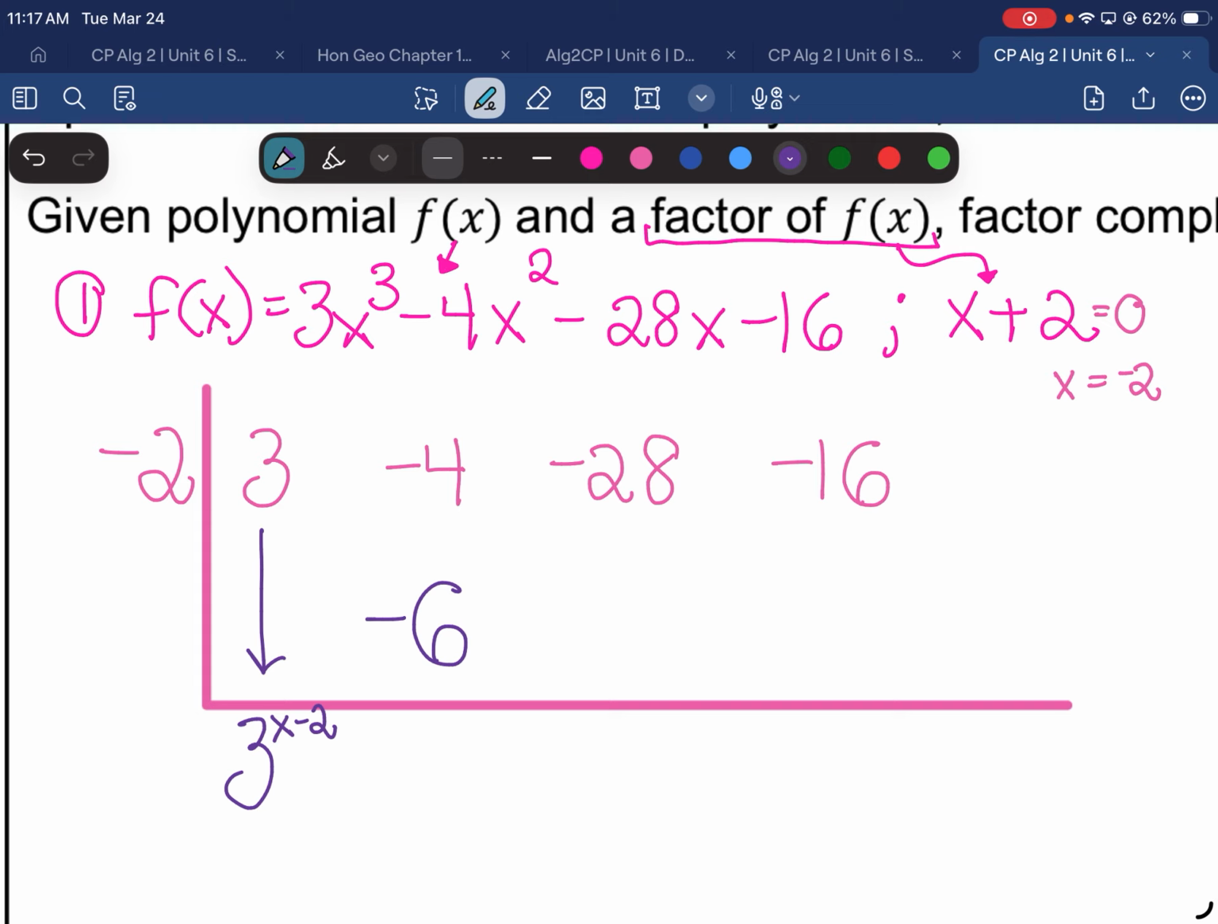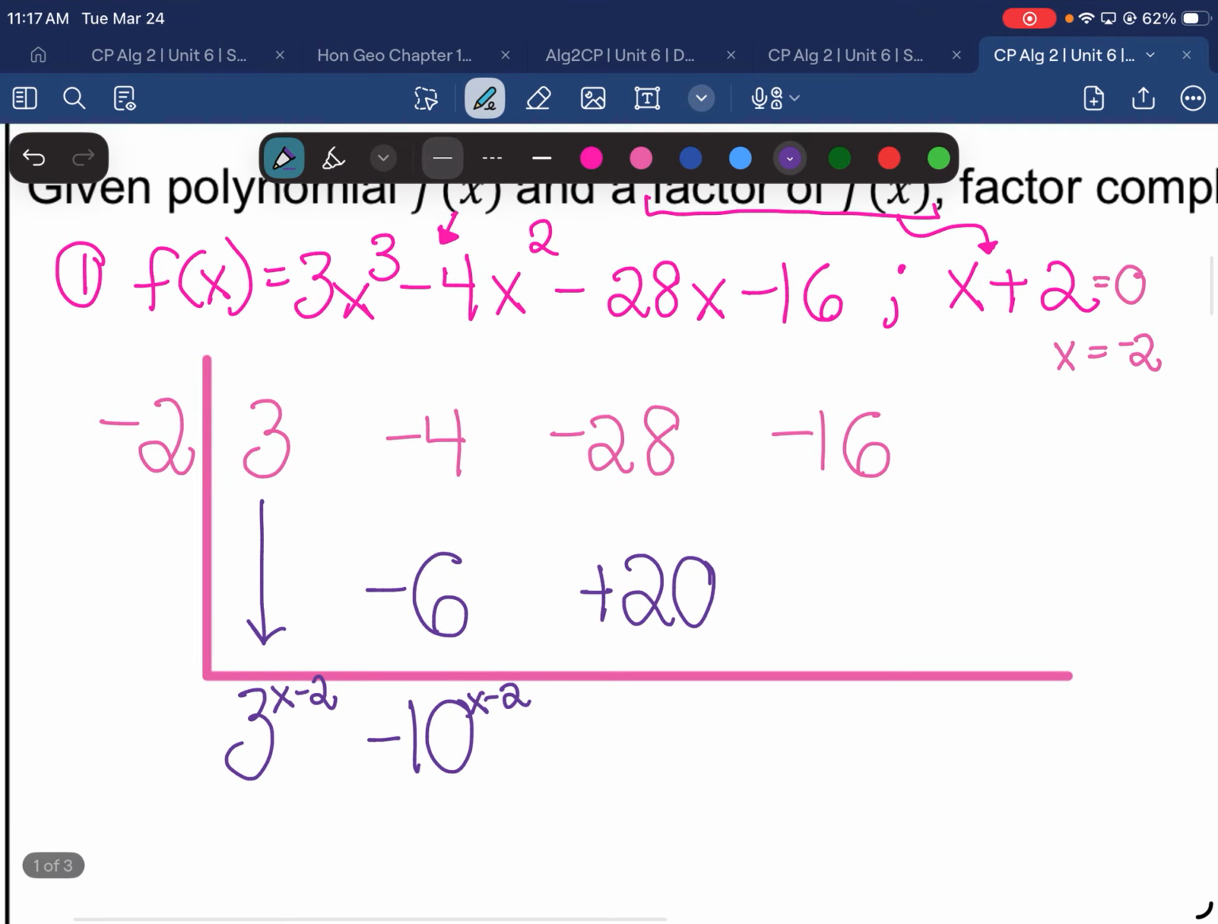Anything that goes below my line gets multiplied by negative 2, by your 0. So negative 4 minus 6 gets me a negative 10. Multiply it by negative 2. You're adding vertically. Negative 28 plus 20 is a negative 8.